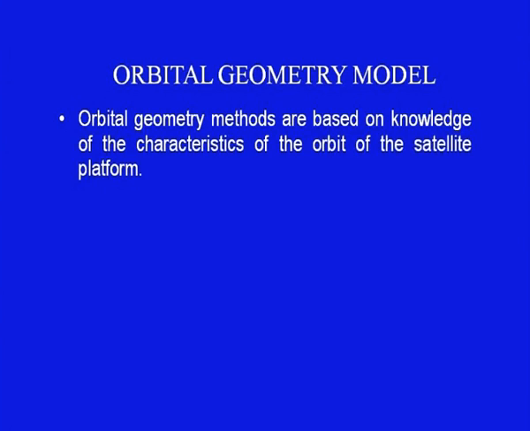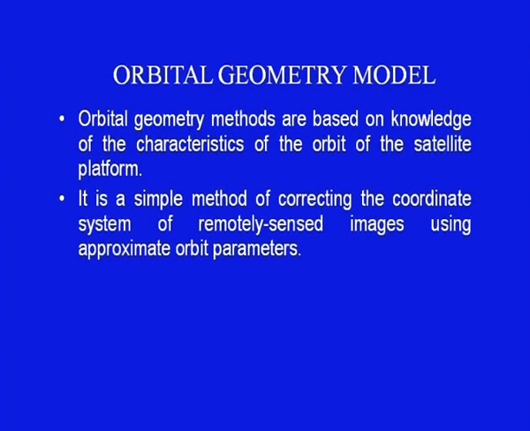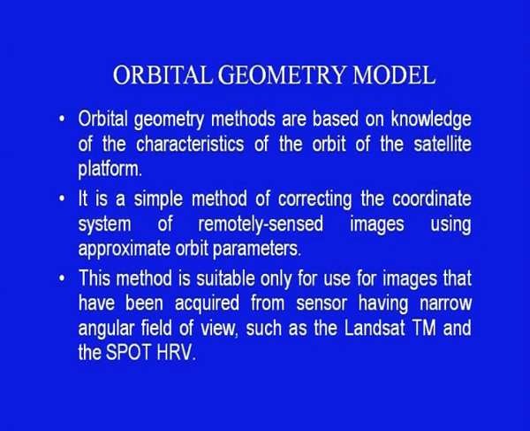So, now let us look at the orbital geometry model. Orbital geometry methods are based on knowledge of the characteristics of the orbit of the satellite platform. It is a simple method of correcting the coordinate system of the remotely sensed image using approximate orbital parameters. This method is suitable only for images that have been acquired from sensors having a narrow angular field of view, such as Landsat TM and the SPOT HRV.